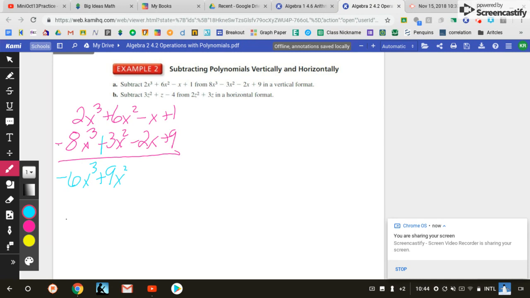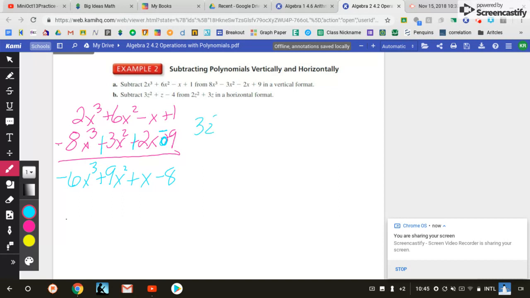Then I'll have negative x minus a negative 2, which is actually negative x plus 2. So that's going to be plus an x. And then I'll have 1 minus a 9. So maybe I want to scribble that out and make it minus. And 1 minus 9 is negative 8. So you can do it vertically. You just have to be very careful and remember to distribute that negative through to everything. Or you can do it horizontally, which is actually my preferred method.